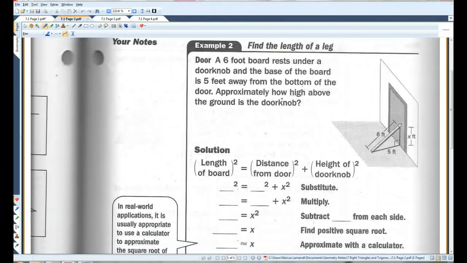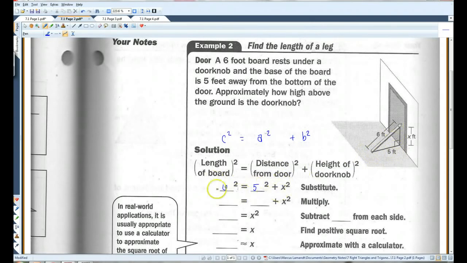Okay, a 6-foot board rests under a doorknob, and the base of the board is 5 feet away from the bottom of the door, as shown in the diagram. Approximately how high above the ground is the doorknob? So, this is what we're looking at. We have c squared equals a squared plus b squared. As you can see, 6 is the hypotenuse, so that's what I'm going to plug in for c. The distance from the door, I'll make that a, is 5. And the height of the doorknob is what we're trying to find.